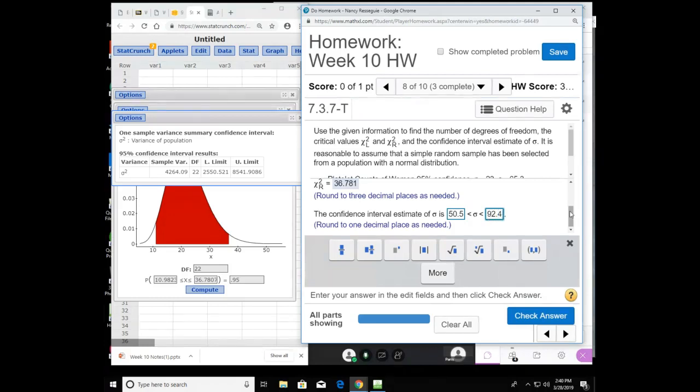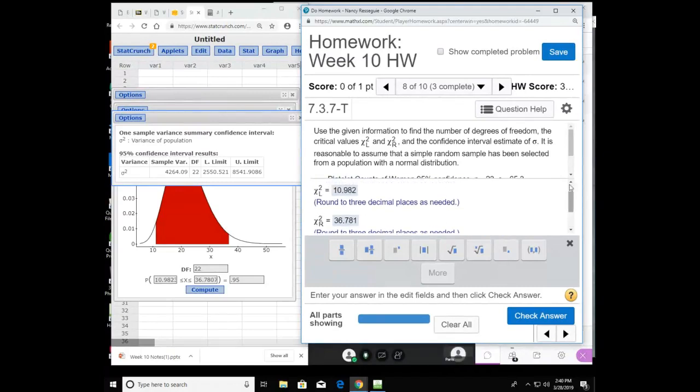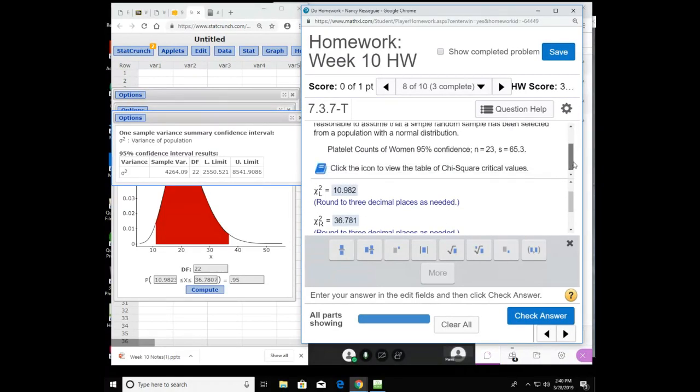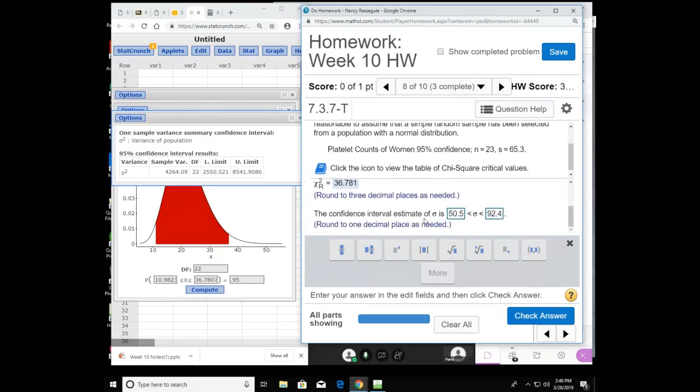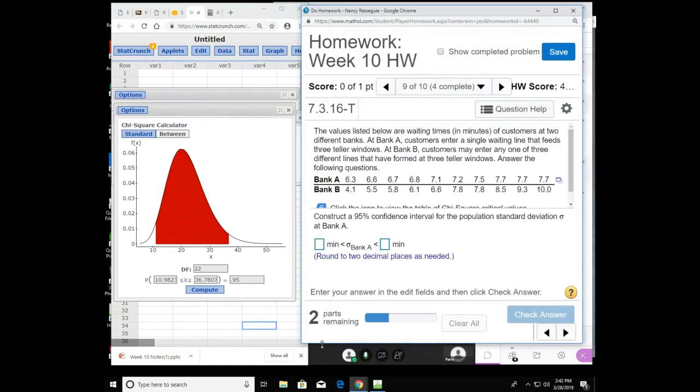So that's going to be 92.4. The way you can tell that these are kind of reasonable answers and semi-close to right is that if you look at what they gave you for your S in the problem, so in mine, my S was 65.3. That should be somewhere between these two numbers that I got. So yeah, 65.3 is between 50.5 and 92.4. It just has to be somewhere in between those two. If it's not, then you missed something somewhere. Okay, then the next one.